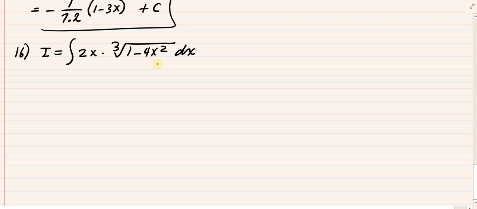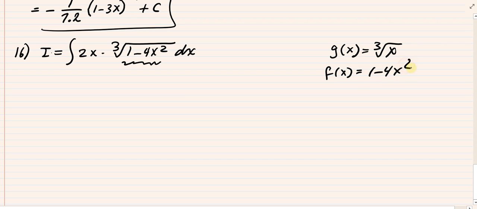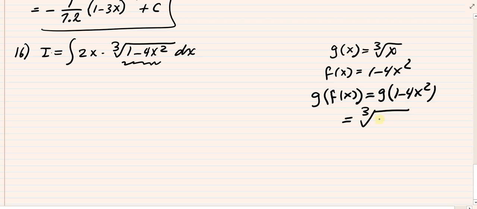Okay, so again, for this one, the composition is going to be like this. Let's say I have g of x, which is the cube root of x, and then I'm going to call f of x the inside, 1 minus 4x squared. So what we're looking at is actually g of f of x in this case. That's going to be g of 1 minus 4x squared. You put that inside the radicand, you get 1 minus 4x squared.